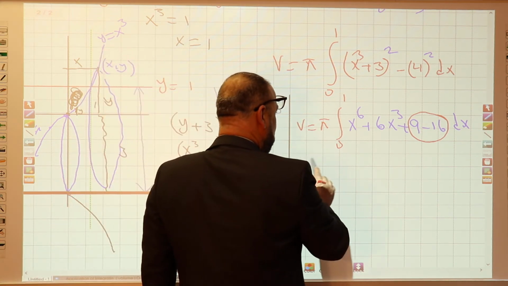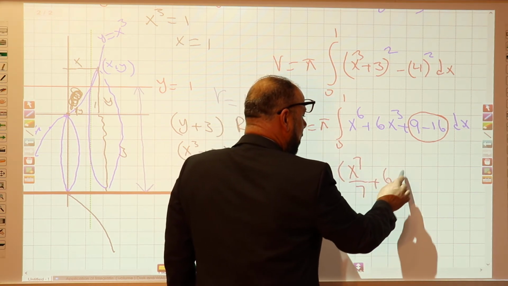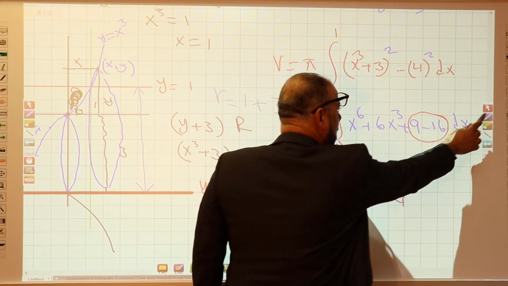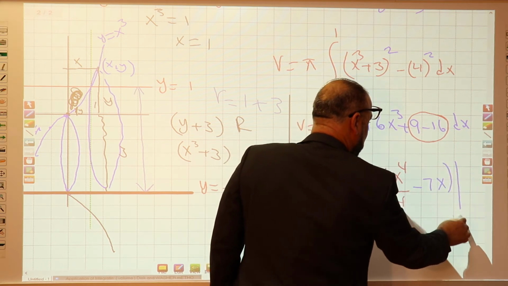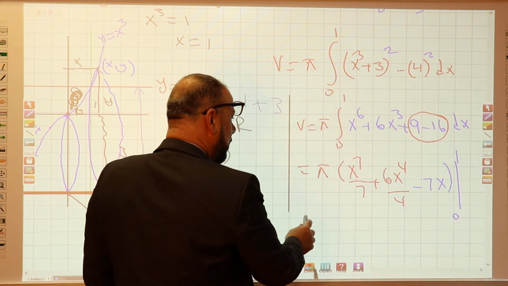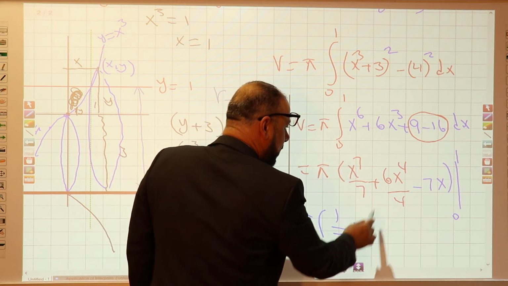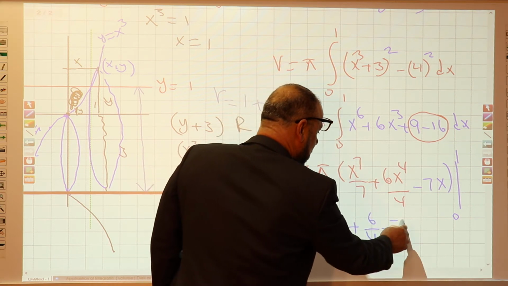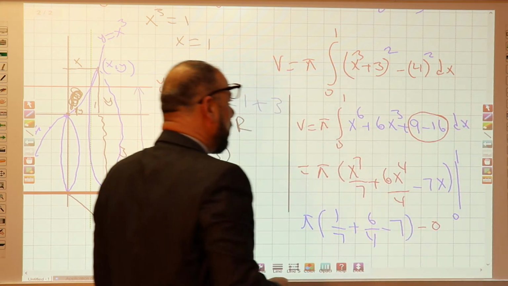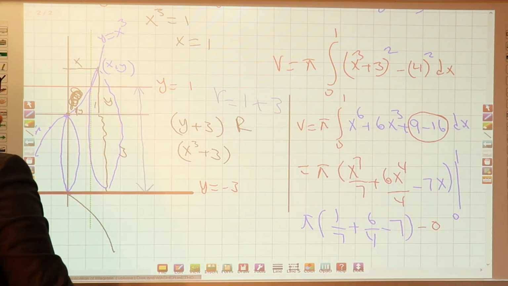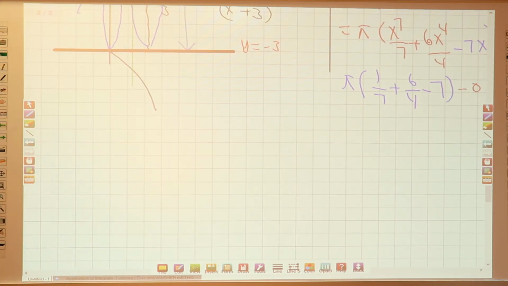Then my final answer will be pi times x to the 7 over 7, plus 6x to the 4 over 4, minus 7x, with limits from 0 to 1. Plug in 1 and 0: pi times 1 over 7 plus 6 over 4 minus 7, minus 0, which we don't need. Now we're done with the first problem, and you finish. I'm going to leave this for you to give you more examples.